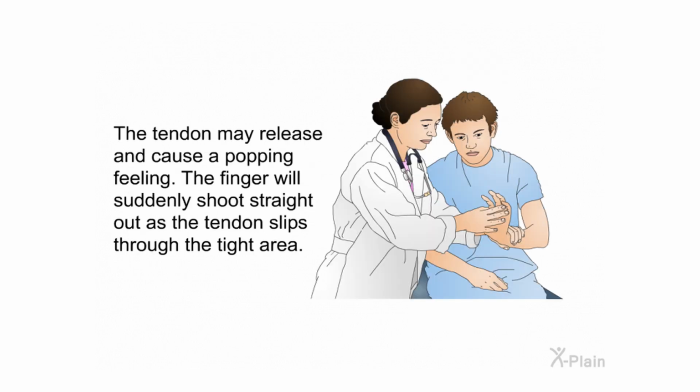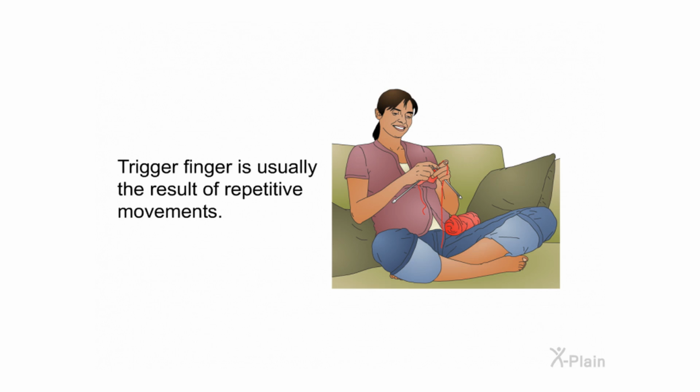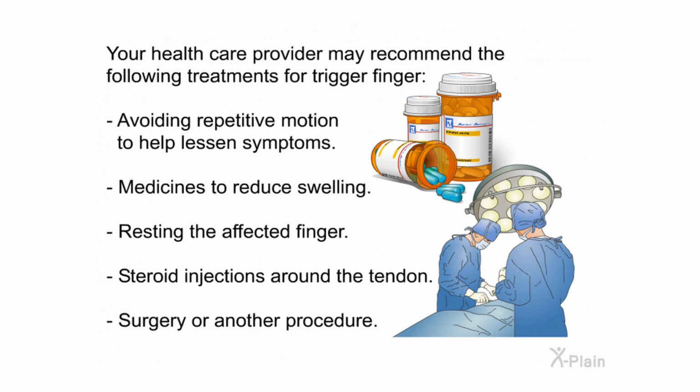The tendon may release and cause a popping feeling. The finger will suddenly shoot straight out as the tendon slips through the tight area. Trigger finger is usually the result of repetitive movements. Your healthcare provider may recommend the following treatments for trigger finger: avoiding repetitive motion to help lessen symptoms, medicines to reduce swelling, resting the affected finger, steroid injections around the tendon, surgery or another procedure.